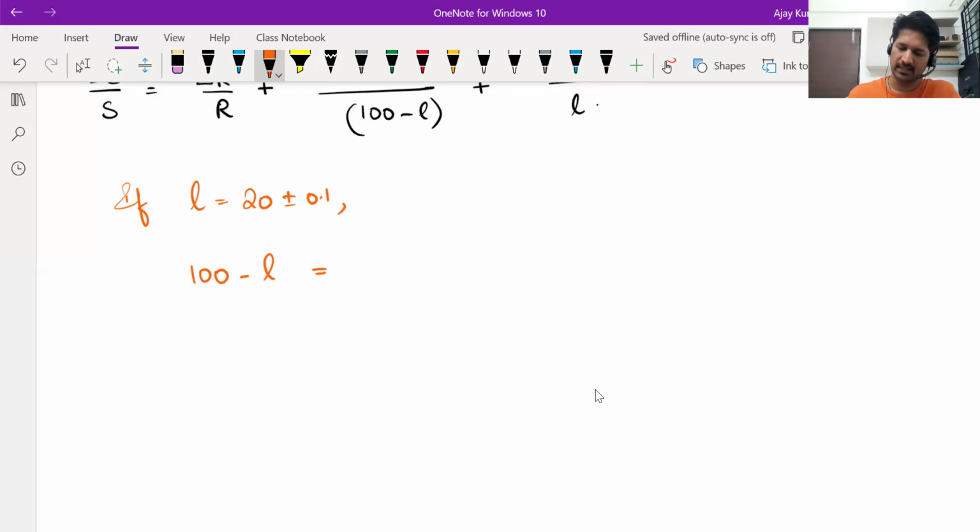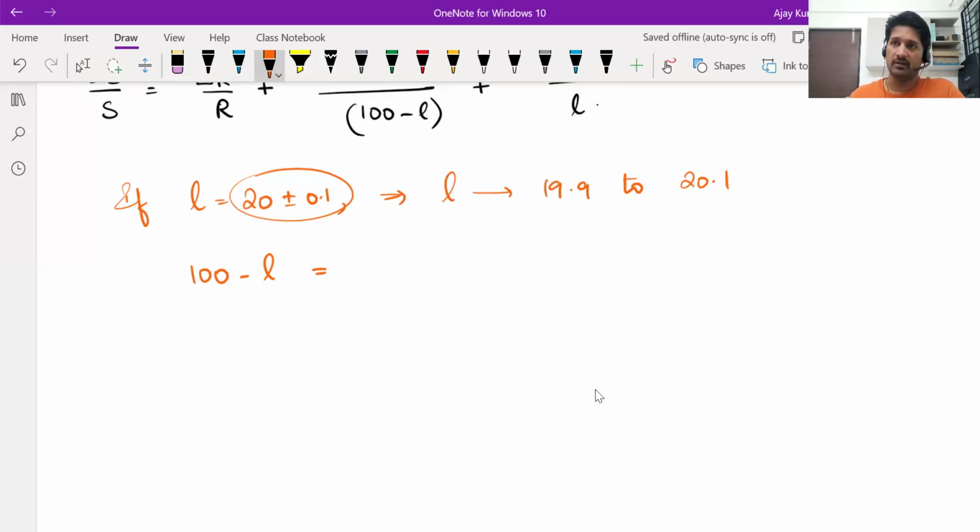Now see, L is 20 plus or minus 0.1 means L ranges from 20 minus 0.1, that is 19.9, to 20 plus 0.1, that is 20.1. These are the possible values of L from 19.9 to 20.1. Now you subtract that from 100.